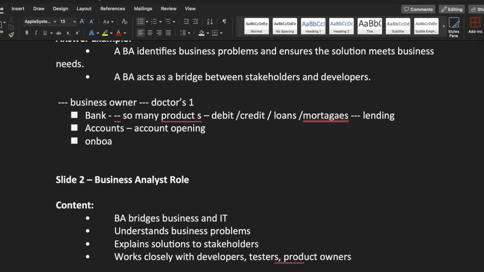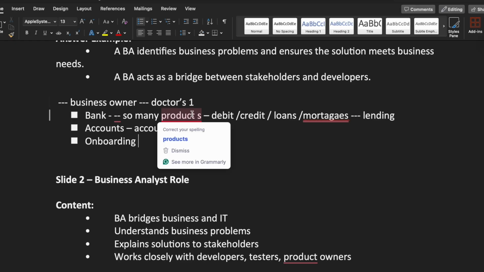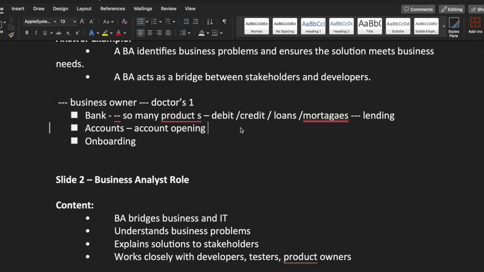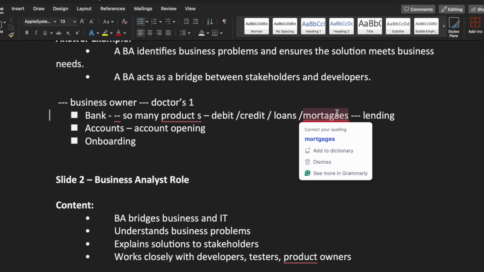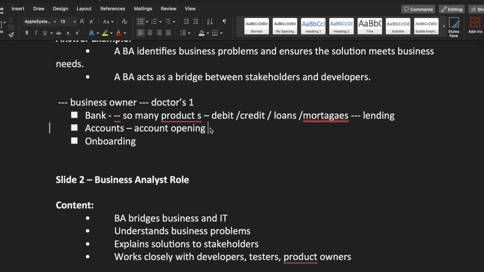So for business owners and business sponsors: for the debit card, we have a different senior manager. For loans, a different senior manager. Mortgage, a different senior manager. Account opening, a different senior manager, a head. Onboarding, a different department. Payroll, a different department. So these people become the heads of the departments. Those are the business sponsors.